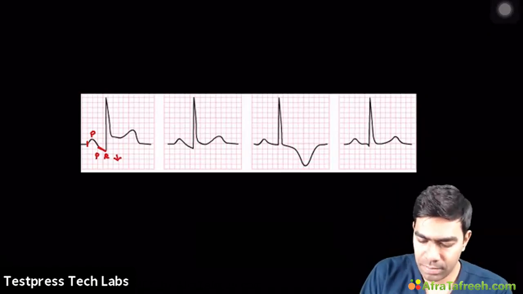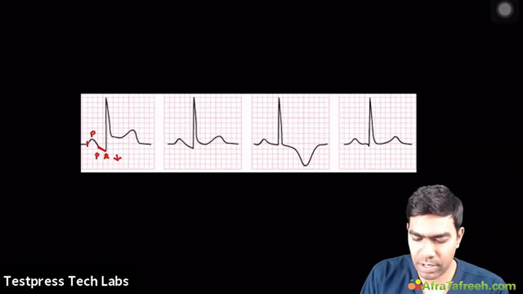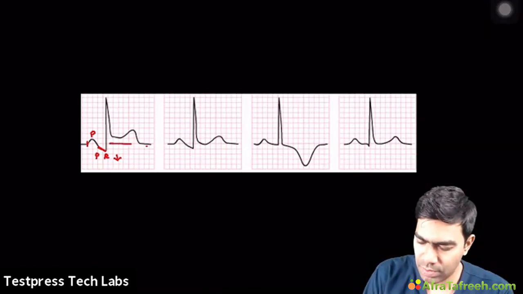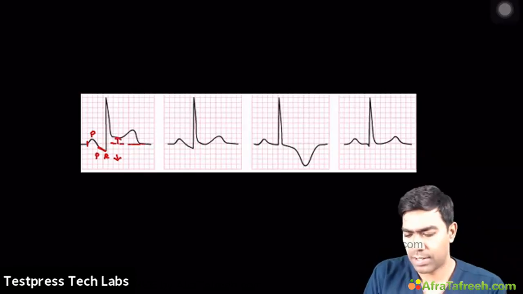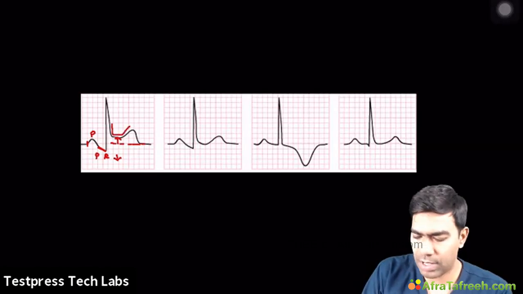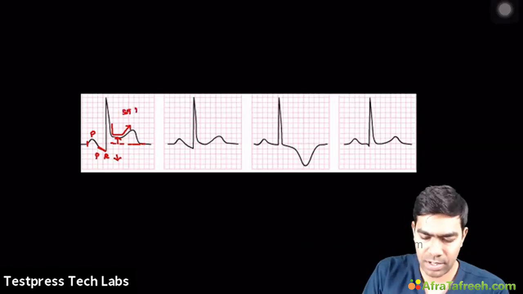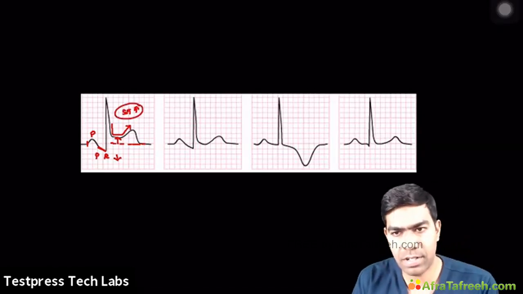At the same time, it's very difficult to decide what baseline you're going to take. If you take the TP segment as the baseline, which should be done, there is a small ST elevation. And it's more of a concave type of elevation, or a saddlebag type of elevation. So you have ST elevation and you have PR segment depression.